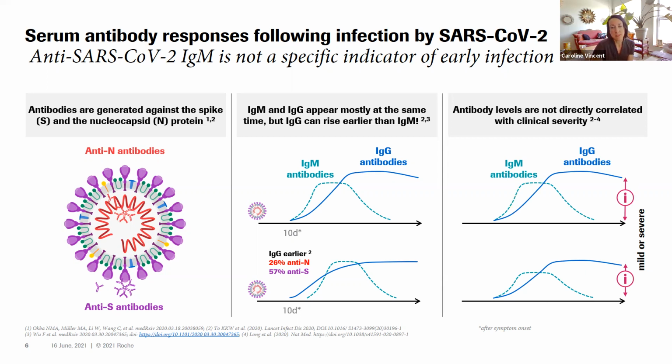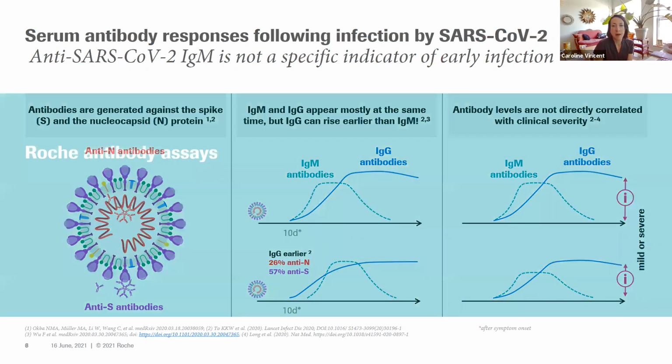And when we look more closely at those antibody titers, what we've seen is that there doesn't seem to be a direct correlation between the antibody levels that are reached and the clinical severity of the disease.